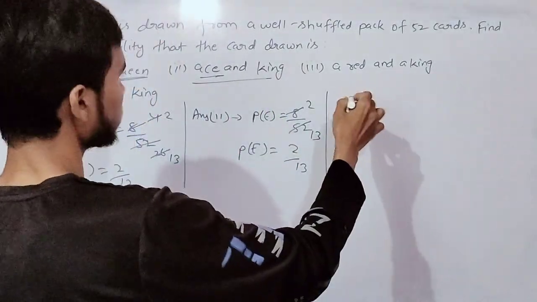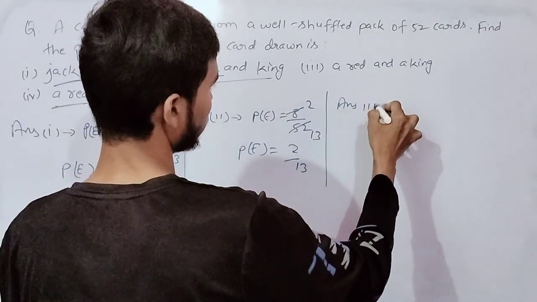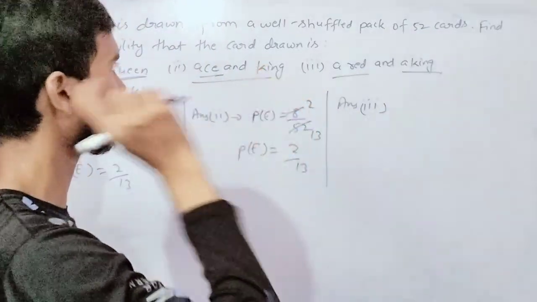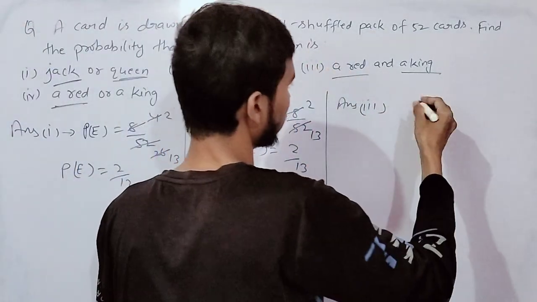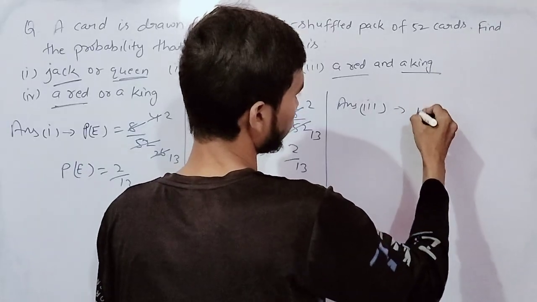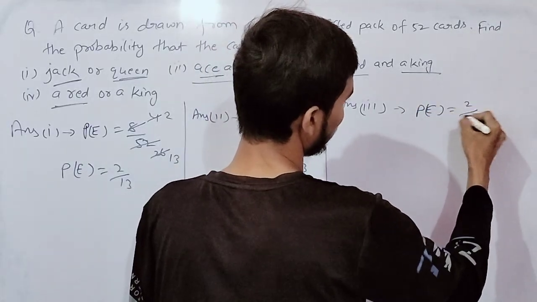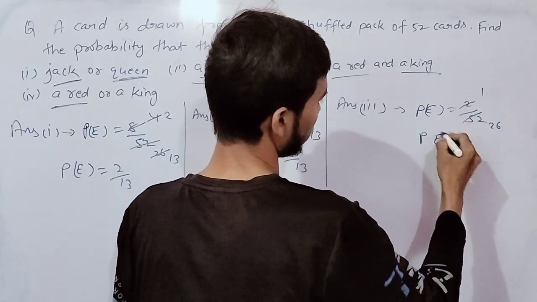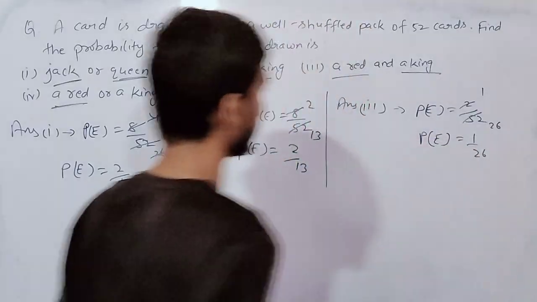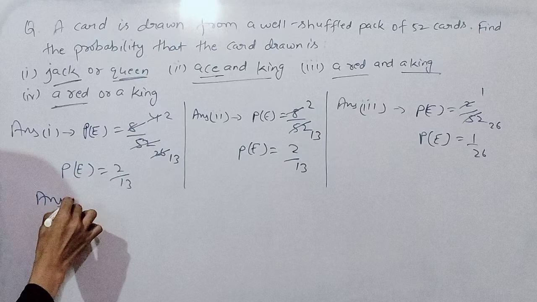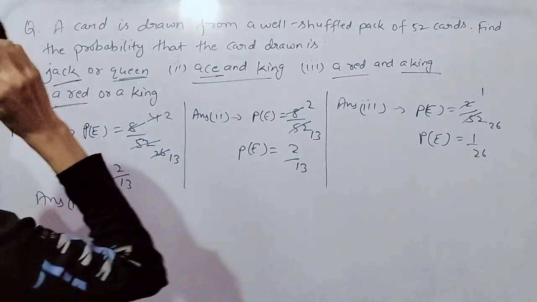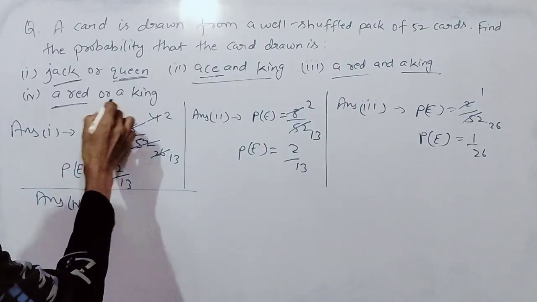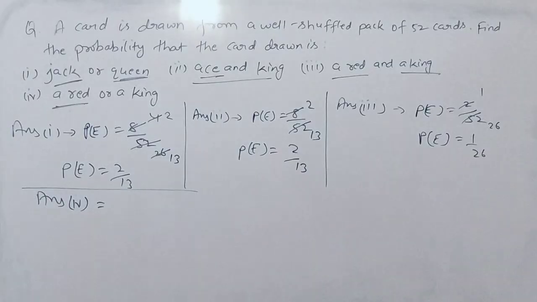Now in this, what is happening? A red and a king. Only a card of a red color and a king. So of course the probability would be what? 2 upon 52, which is 1 upon 26. Clear? Now next. A red or a king. The same question. The question is the same.